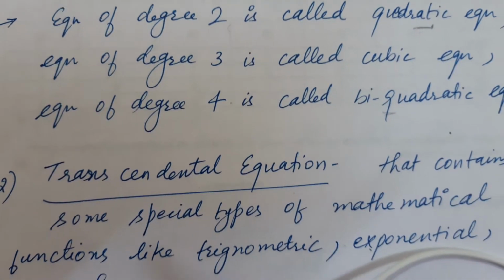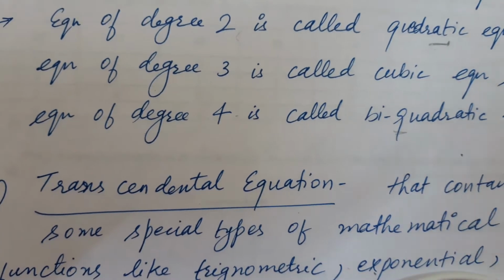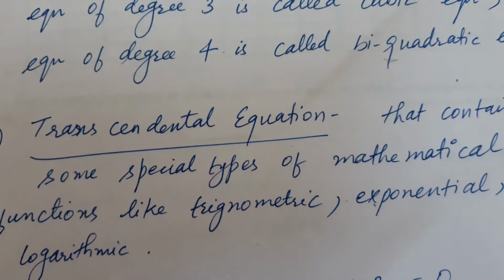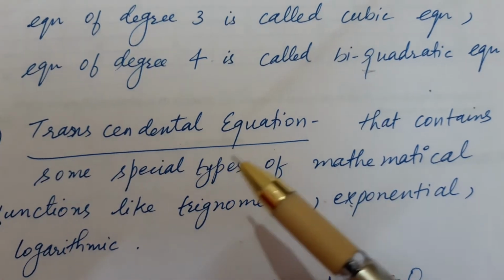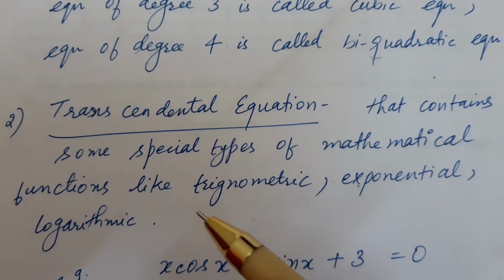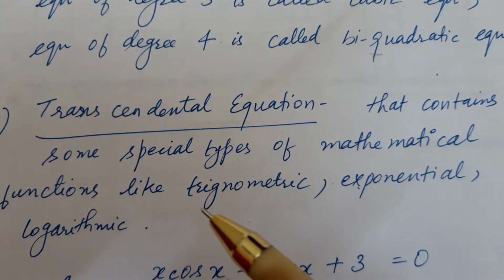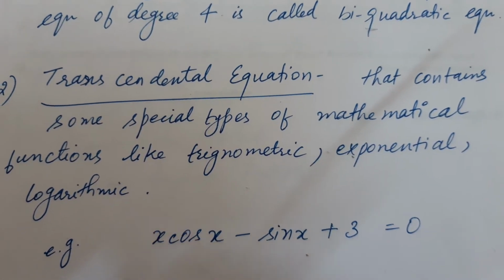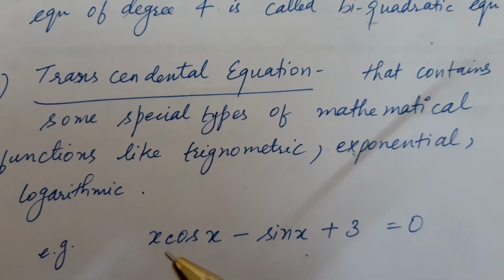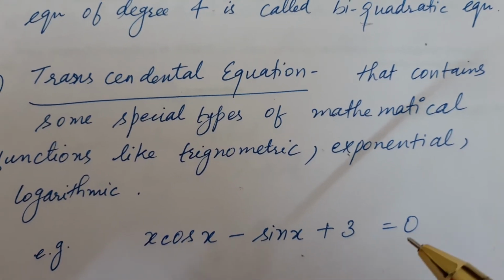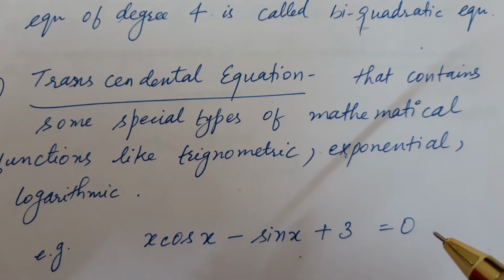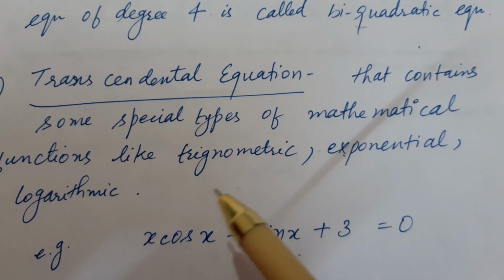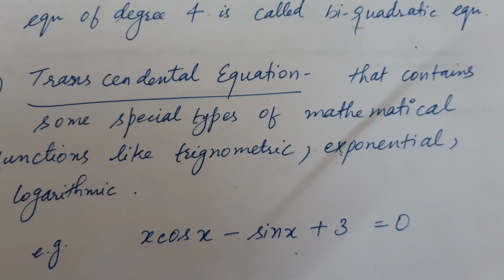Now the second category of equation is the transcendental equation. A transcendental equation is an equation that contains some special type of mathematical functions. What are those special types of mathematical functions? Like trigonometric functions, exponential or logarithmic. The example is like this: x cos x minus sin x plus 3 is equal to 0. So this is an example of a transcendental equation in which cos x is used, which is a trigonometric function.